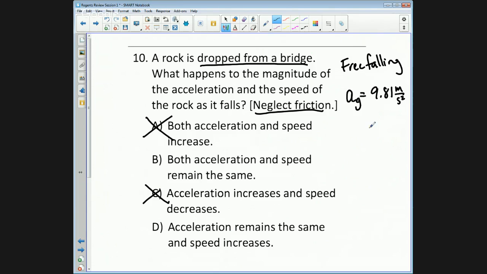As an object is falling, it's going to get faster and faster, right? So here is a motion diagram as the object is falling down. Notice the distance between each dot is getting further apart. That means that the object is accelerating. So the speed is increasing. So therefore the answer is D. The acceleration remains the same as the speed increases.